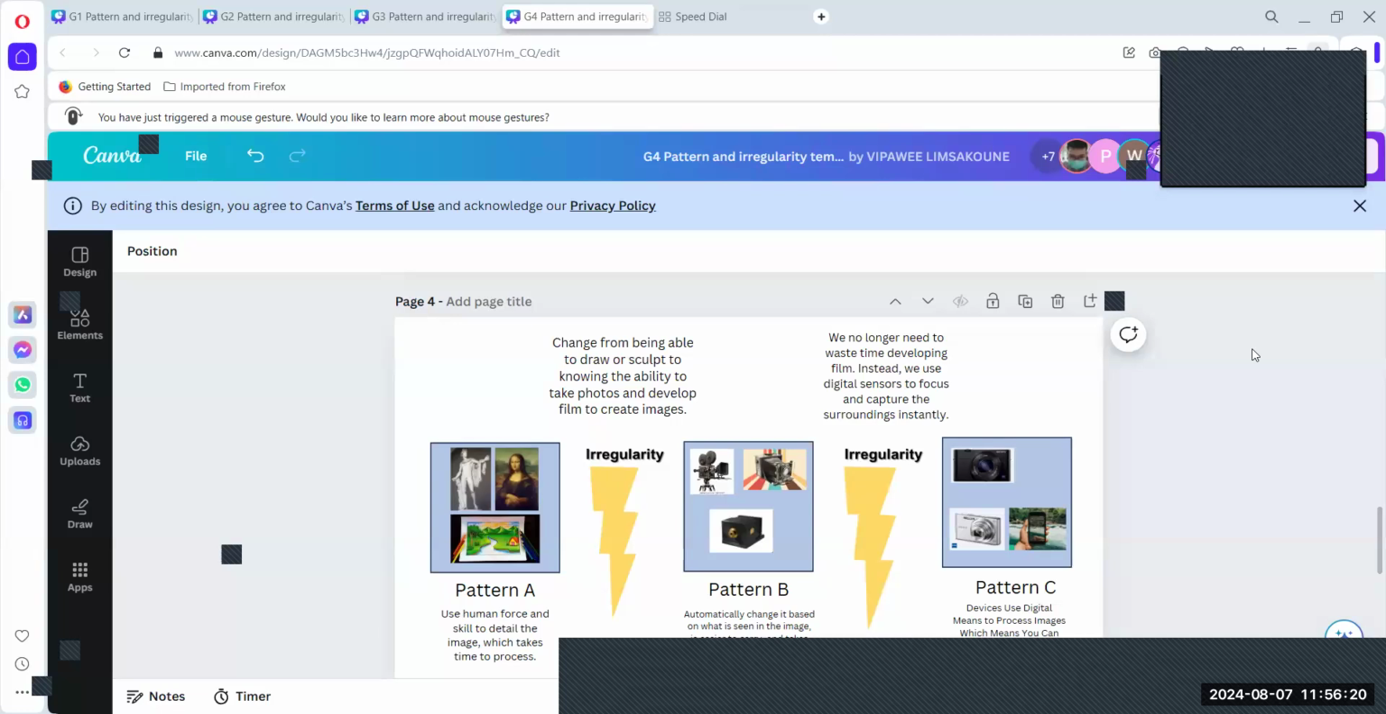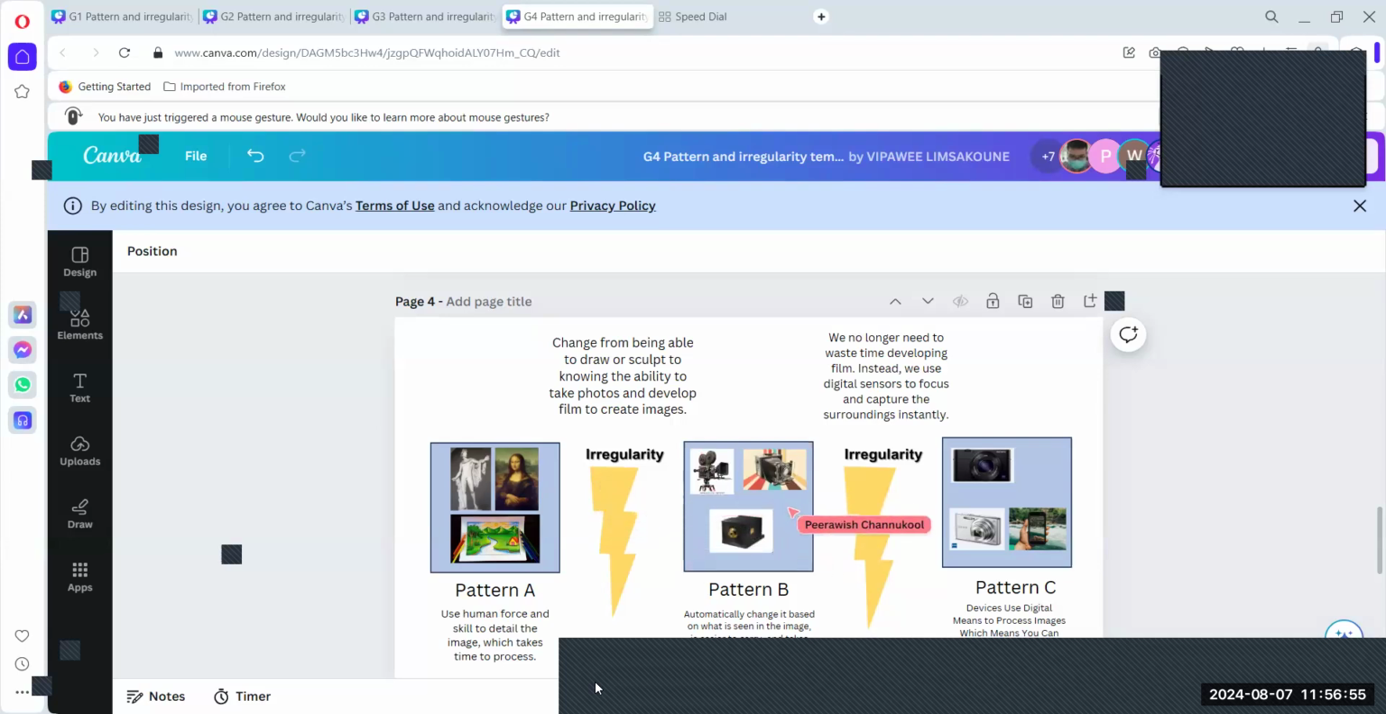Okay. So we have these 3 patterns for how to capture images. We start off with drawings, sculpting, and art. We use canvas. The humans use force and skill to detail the image, which takes time to process. And then the evolution starts with a change from being able to draw or sculpt to knowing the ability to take photos and develop films to create images.